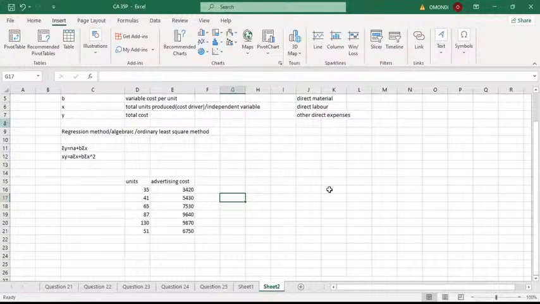Okay, so let me see. Have you been able to insert this data into your laptops?